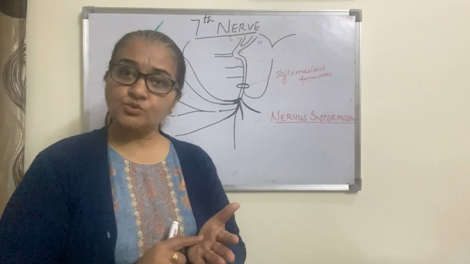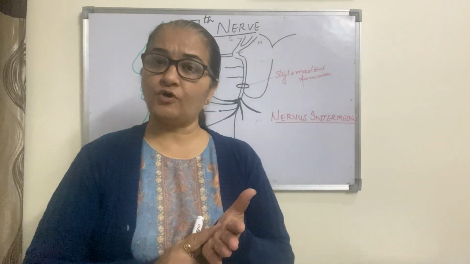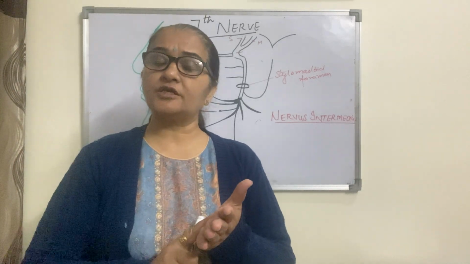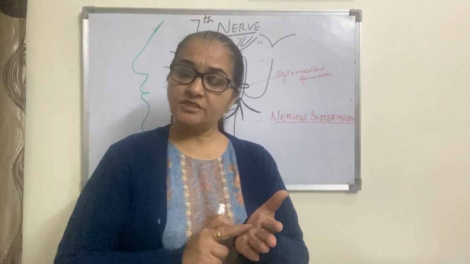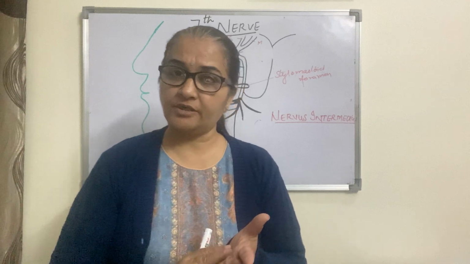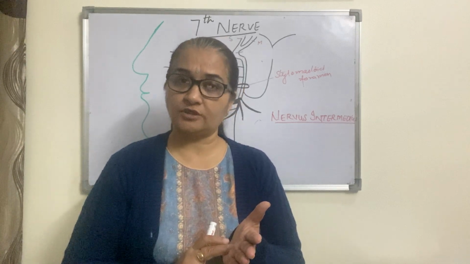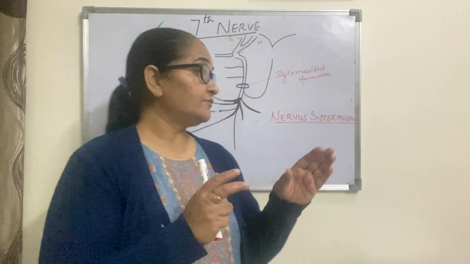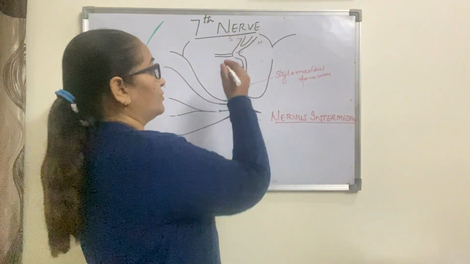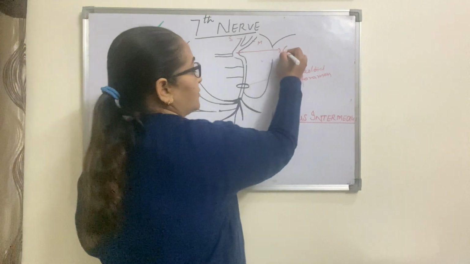Once these two roots leave, they join to form a single trunk, and this trunk moves towards the internal acoustic meatus. Then it enters the petrous part of the temporal bone, where it shows a bend, an elevation, which is known as the geniculate ganglion. So this is the geniculate ganglion.